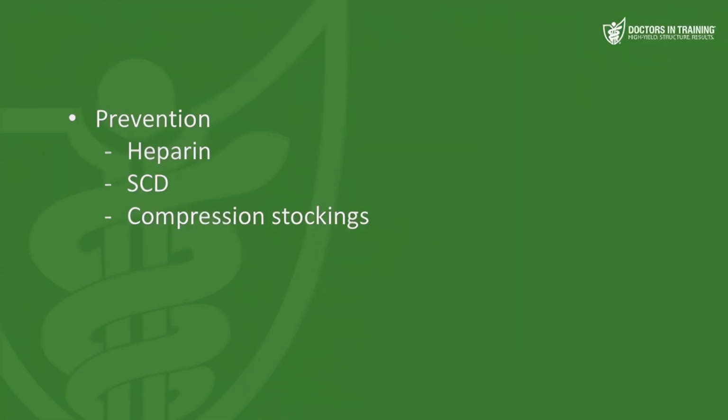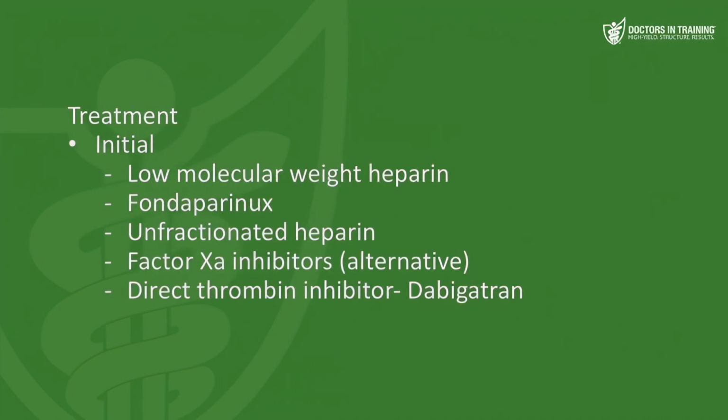You can use compression stocking devices as well, which are somewhat effective, and the most popular method is using heparin twice a day or three times a day, or once-a-day Lovenox, or low molecular weight heparin. The treatment of DVT, if you actually do have it, initially starts with some type of IV or subcutaneous therapy such as heparin, fondaparinux, or low molecular weight heparin.